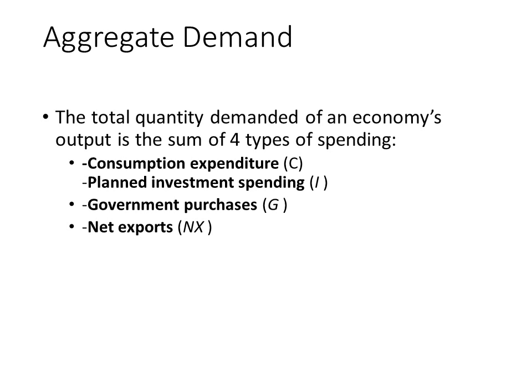So, aggregate demand. Well, the total quantity demanded of an economy's output is the sum of four types of spending. You have consumption expenditure, planned investment spending, government purchases, and net exports.